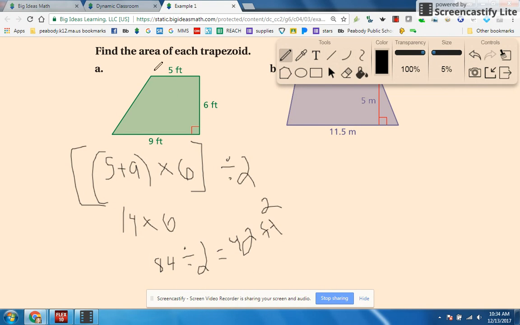Okay, so it's big base plus little base. They have to be parallel to each other. Times the height. The height has to make a 90-degree angle with your bases. And then once you do that, divide the entire answer by 2.